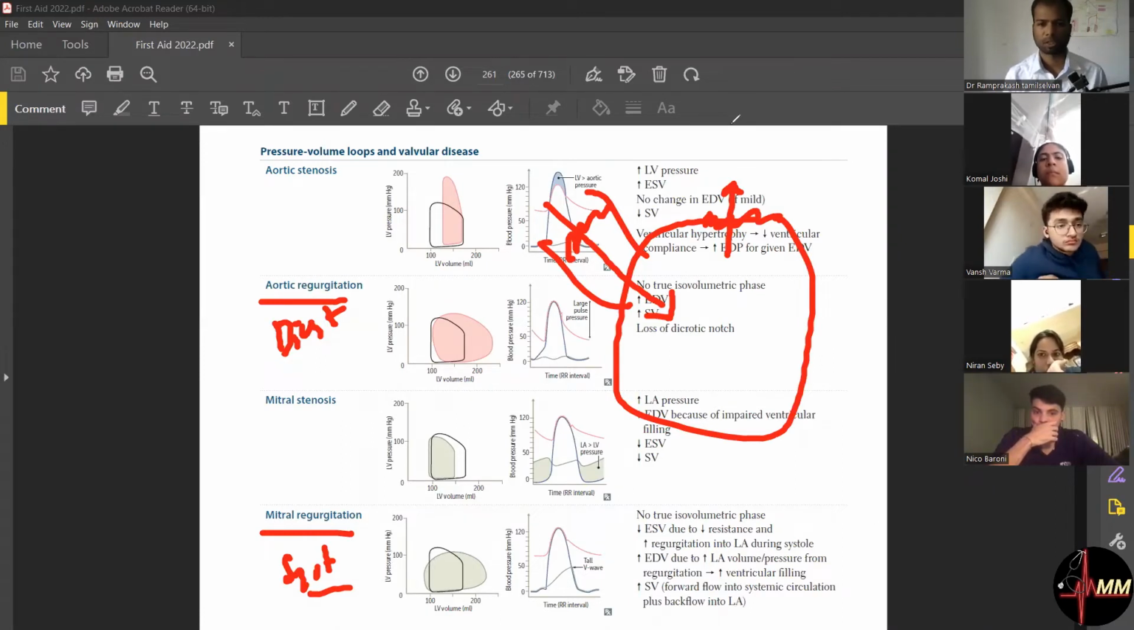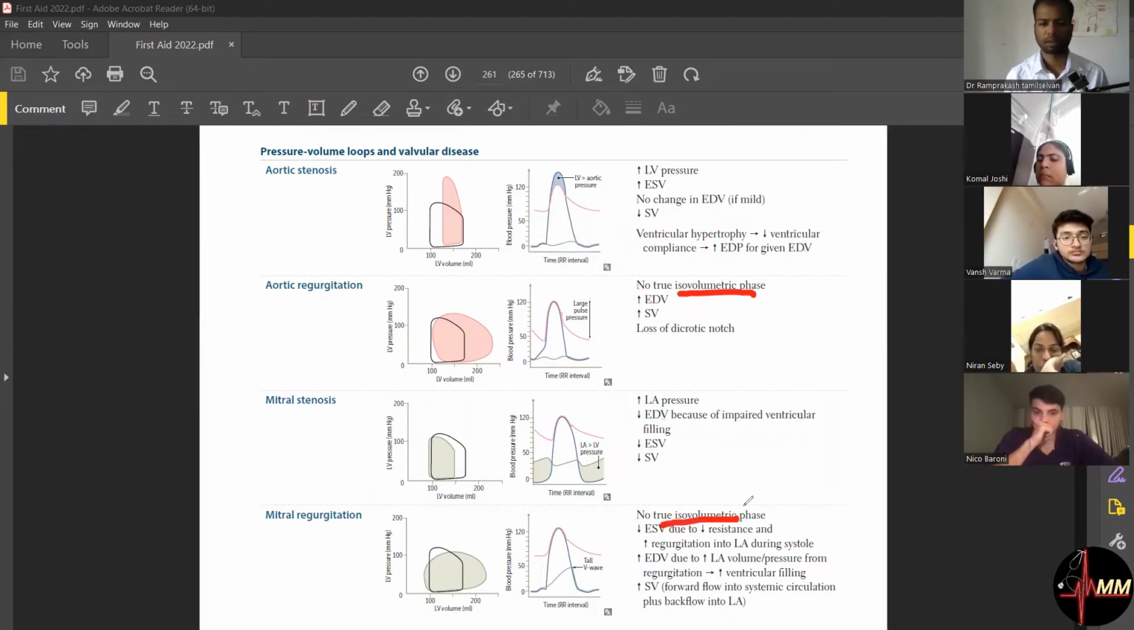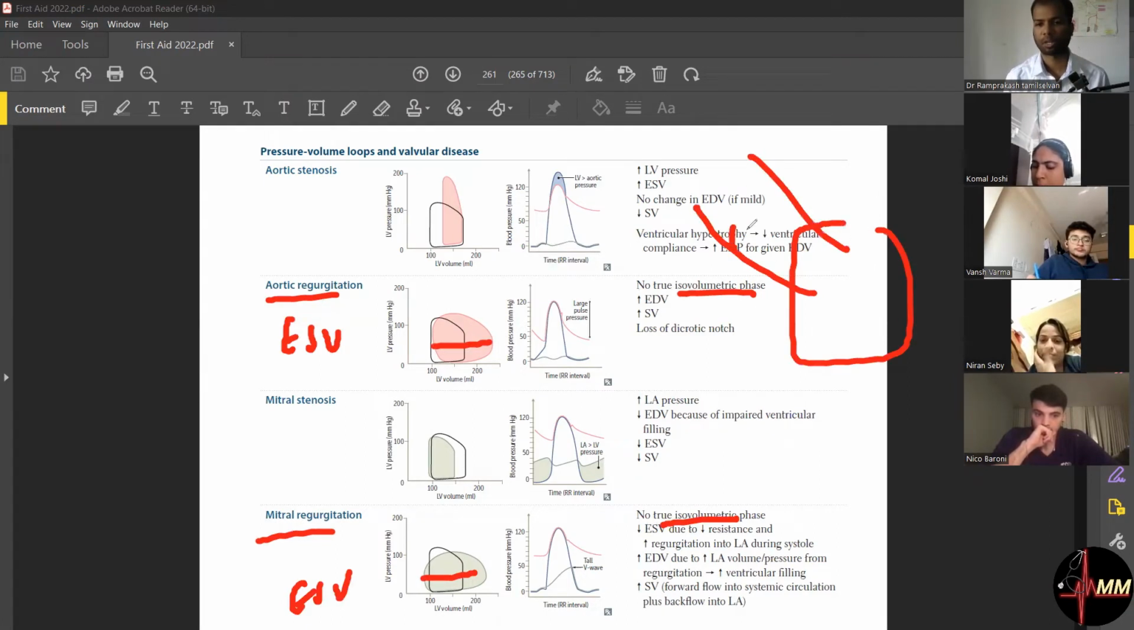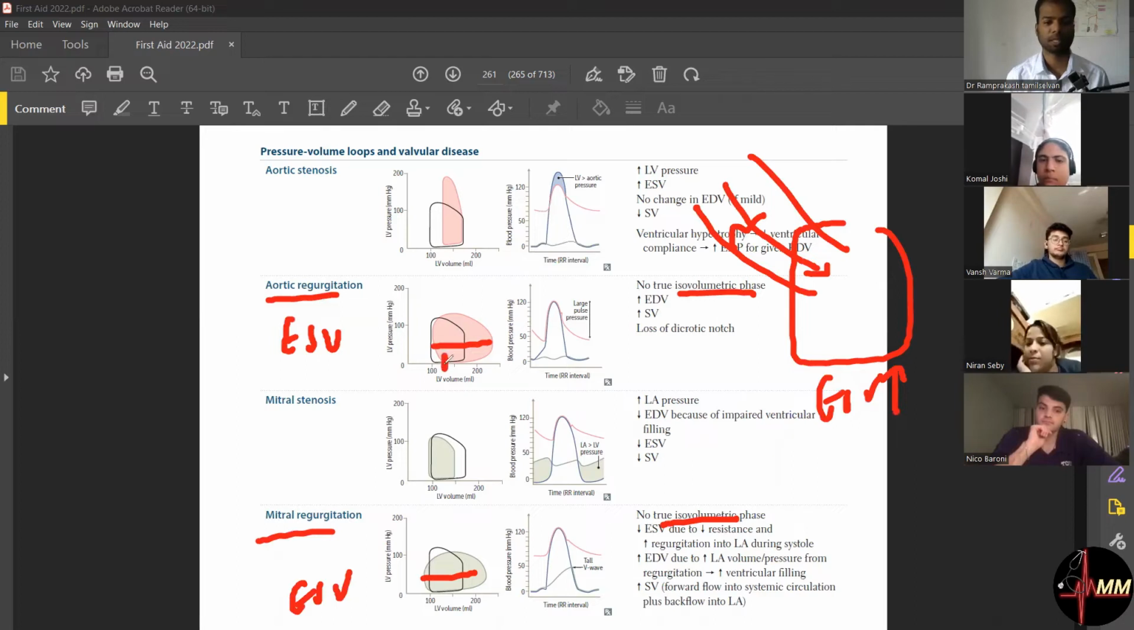Now there is no true isovolumetric phase, that's an important point, but how to differentiate? I said there is increased stroke volume, and there is no true isovolumetric phase for both. But the differentiating point is the ESV, the end systolic volume. For aortic regurgitation, here is the aortic valve, if there is regurgitation, the end systolic volume is going to increase.